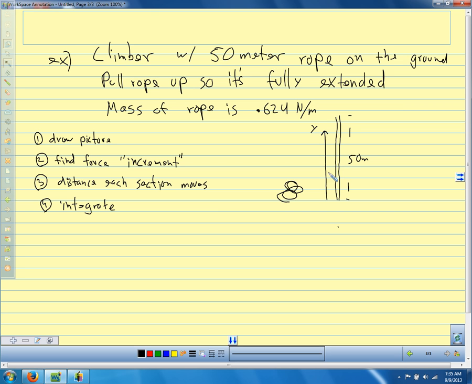So I want to find the force increment. Well, the force increment is the weight of a small piece of rope. And I'm sorry, I misspoke here. This isn't the mass of the rope. Newton isn't a measure of mass. Newton is a measure of weight. So this is the weight of the rope. Mass would be kilograms or something like that.